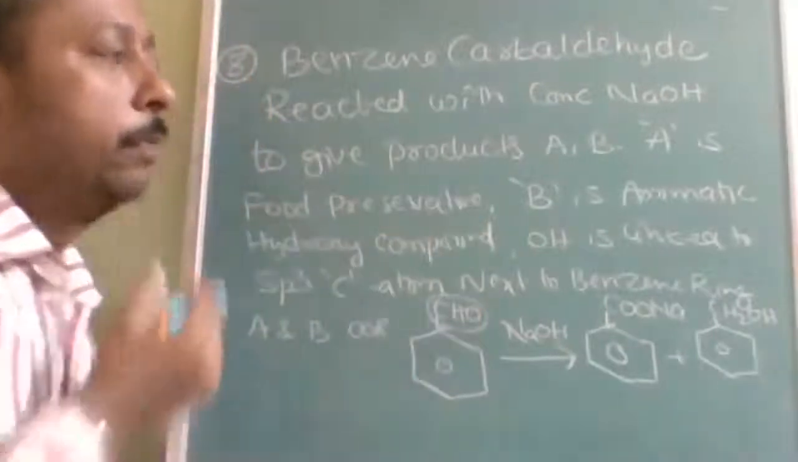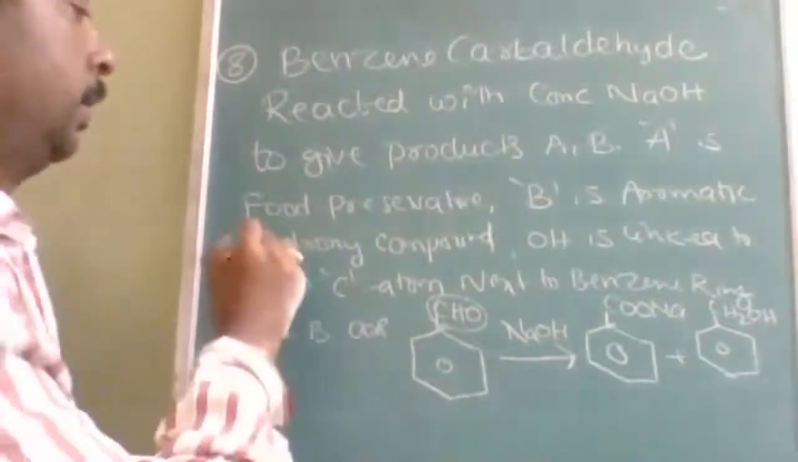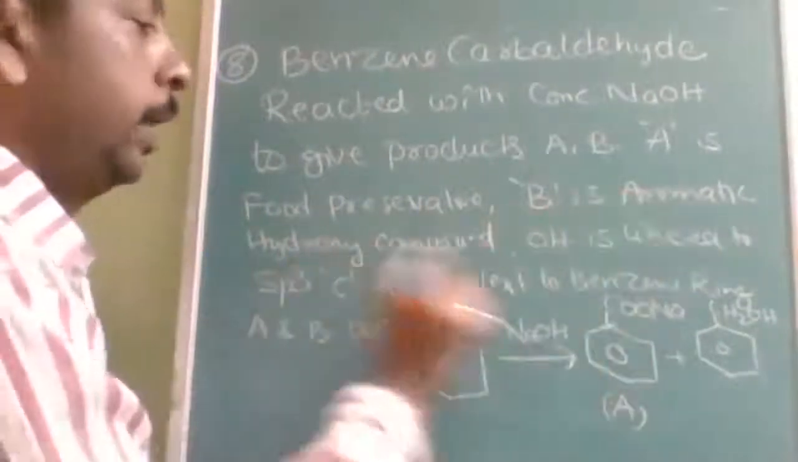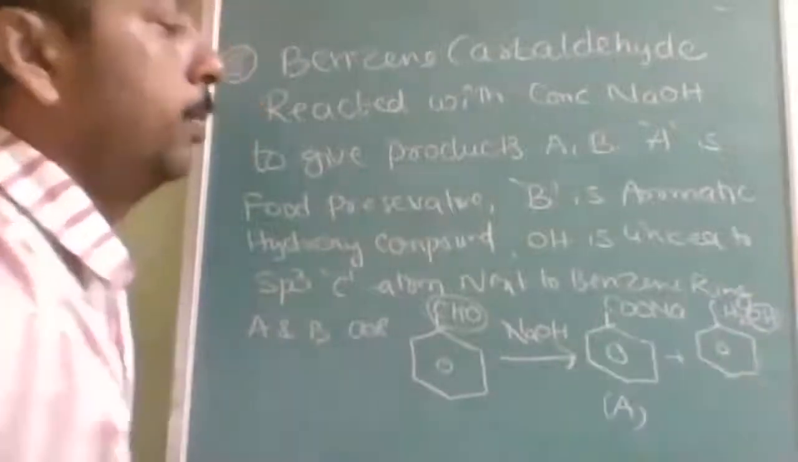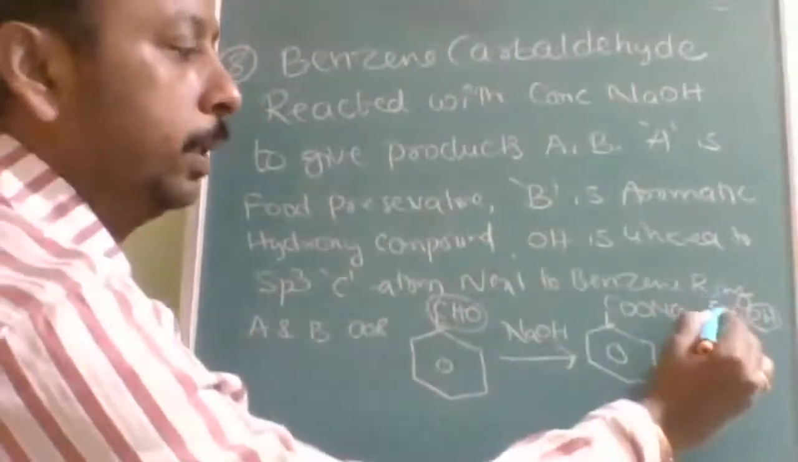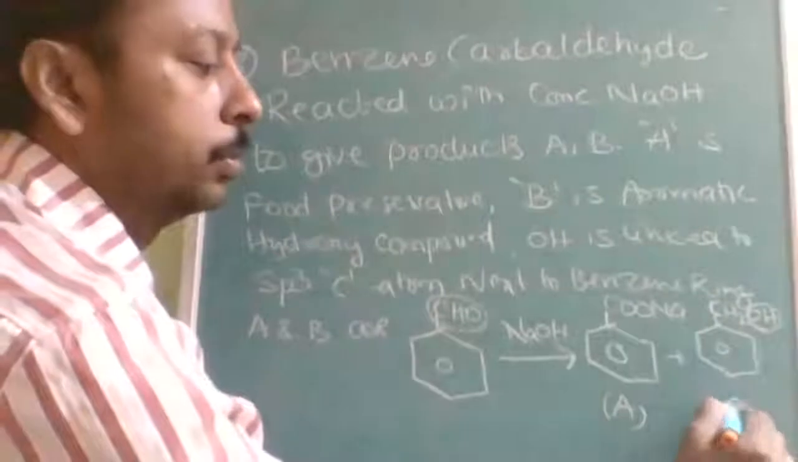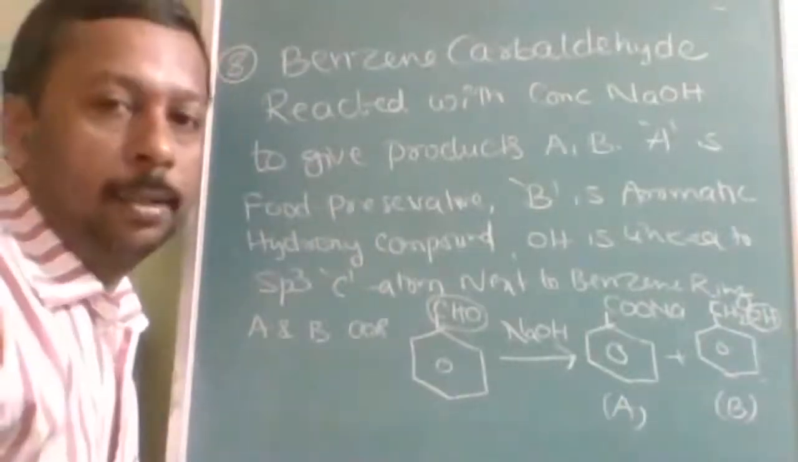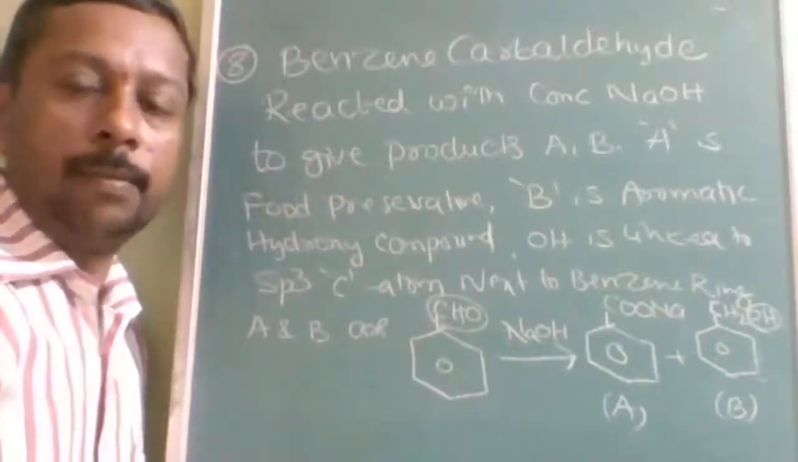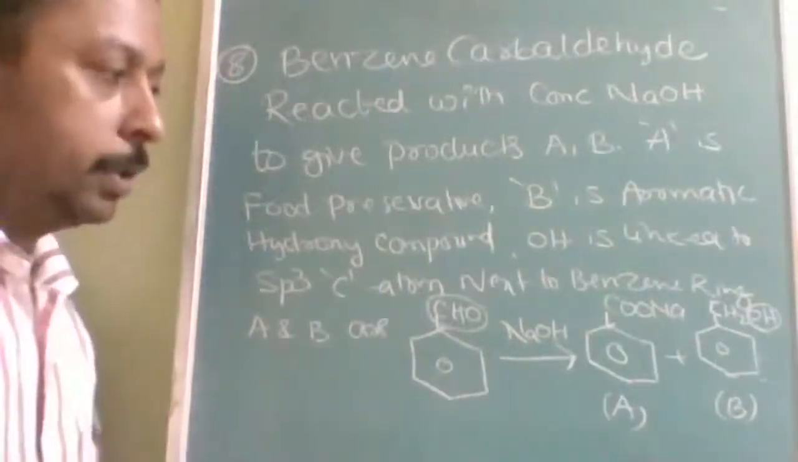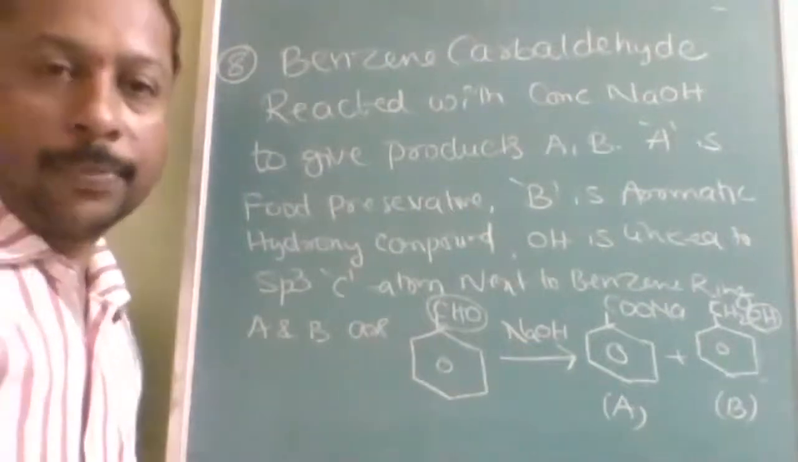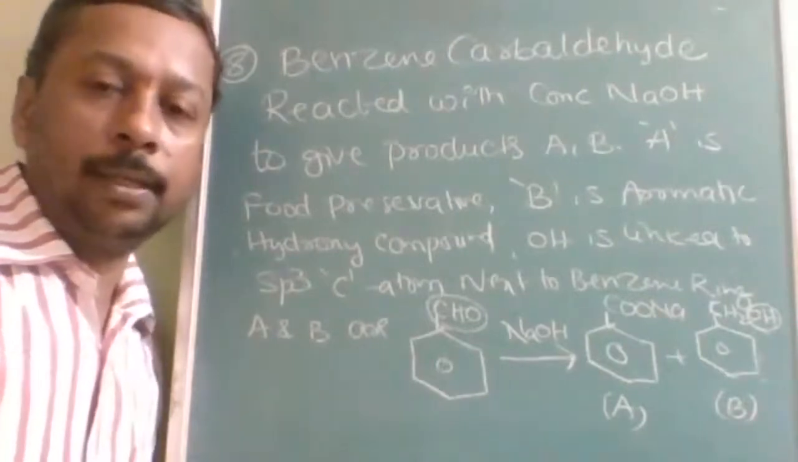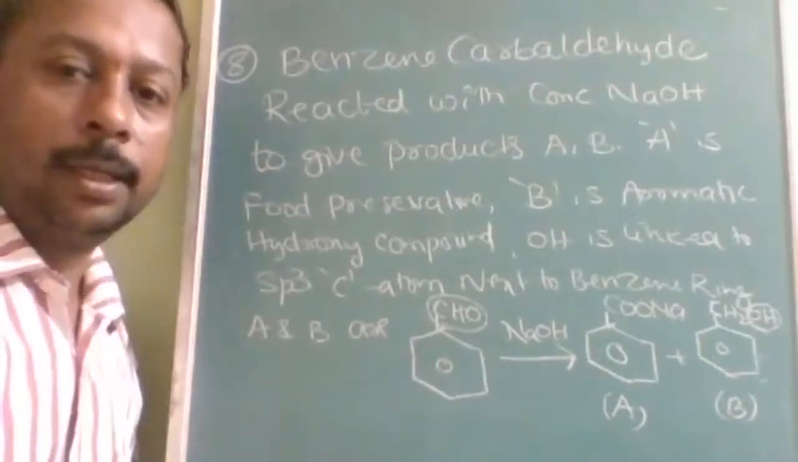So now you identify which is A, which is B. See, A is a food preservative. This will be A. And B is an aromatic hydroxy compound. See, OH is the aromatic. And OH is linked to the sp3 hybridized carbon. So it is confirmed that this is B and this is A. Okay. So A is sodium benzoate and B is benzyl alcohol. What is the answer? Benzyl alcohol is B. Sodium benzoate is A.